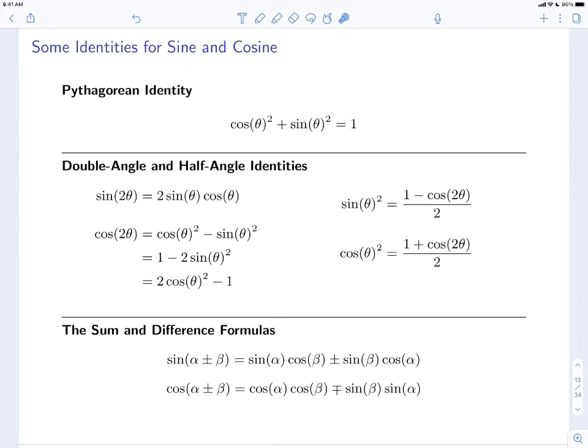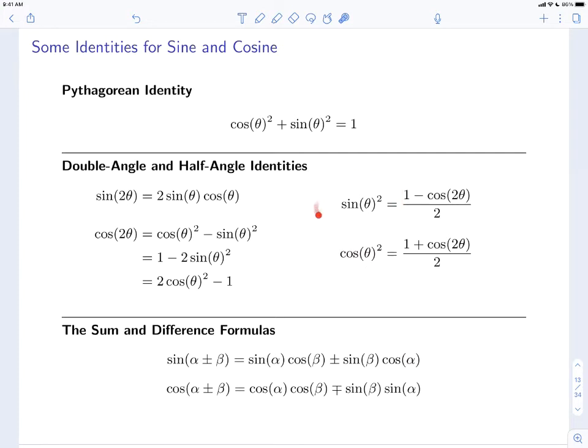The double angle and half angle identities. So sine of 2 theta, for example, is 2 times sine theta times cosine theta, and cosine of 2 theta is cosine of theta squared minus sine of theta squared. And another way of writing it is 1 minus 2 times sine theta squared, or another way of writing it is 2 times cosine theta squared minus 1.